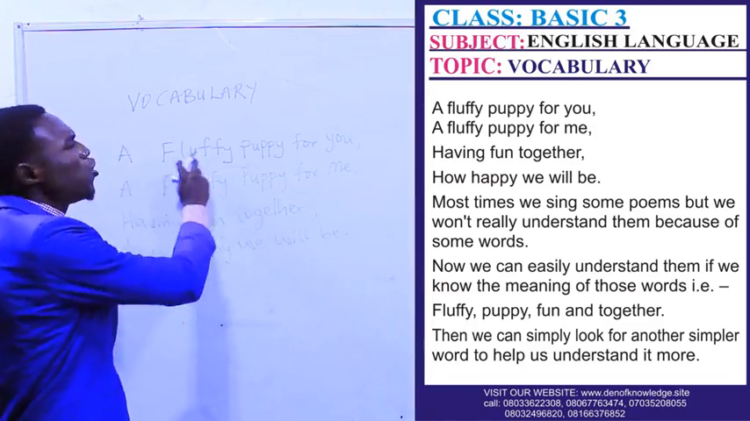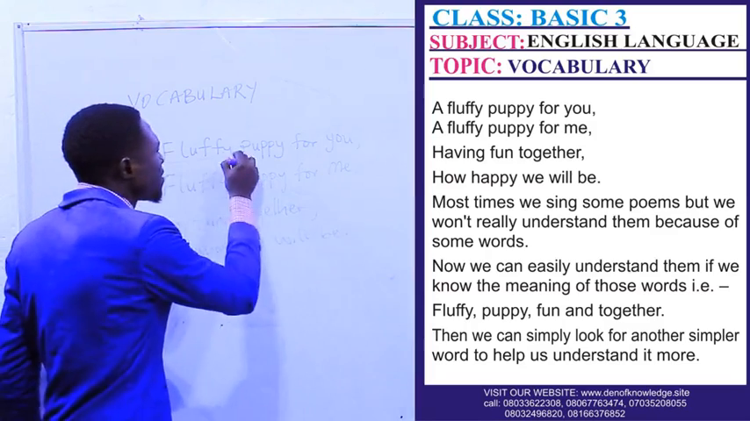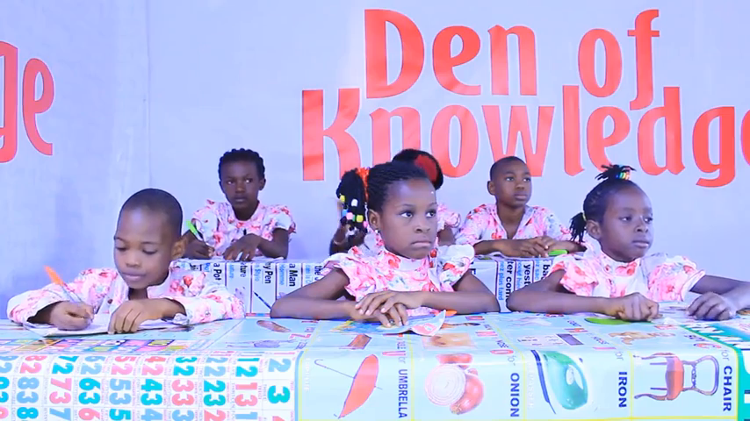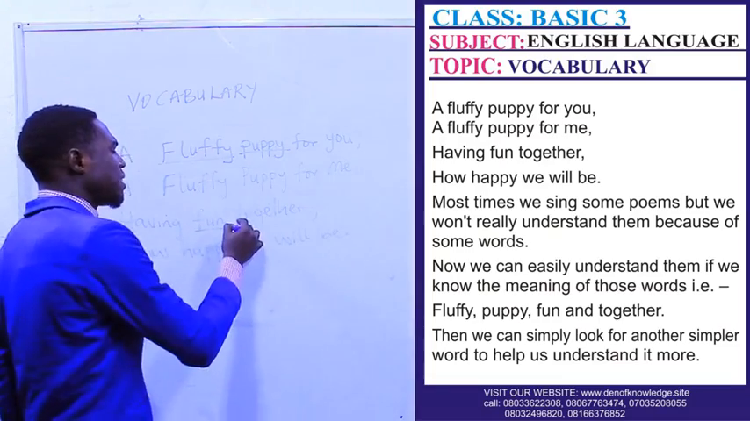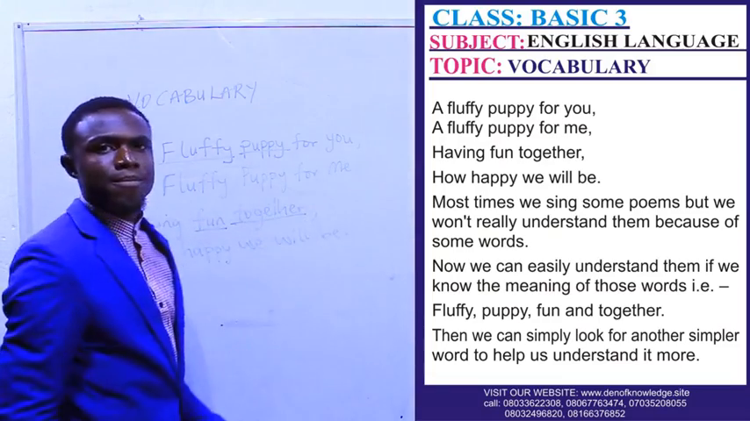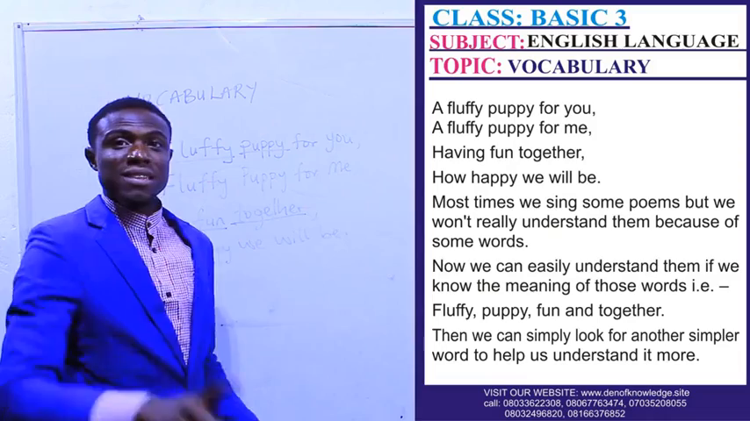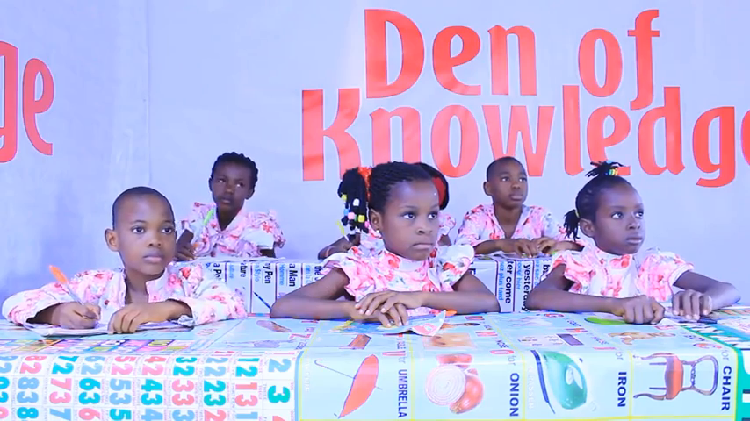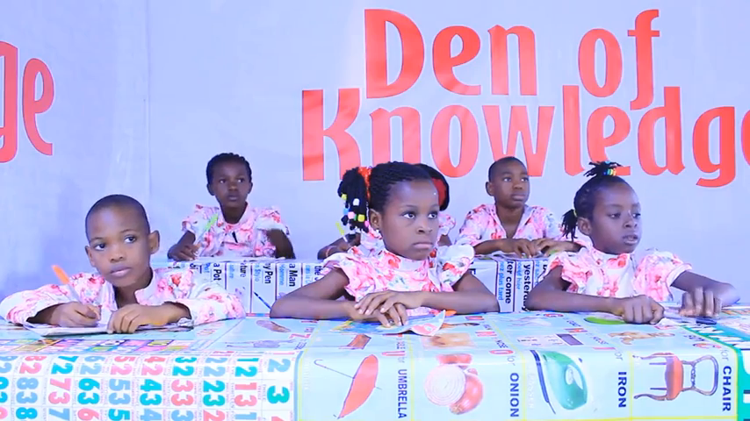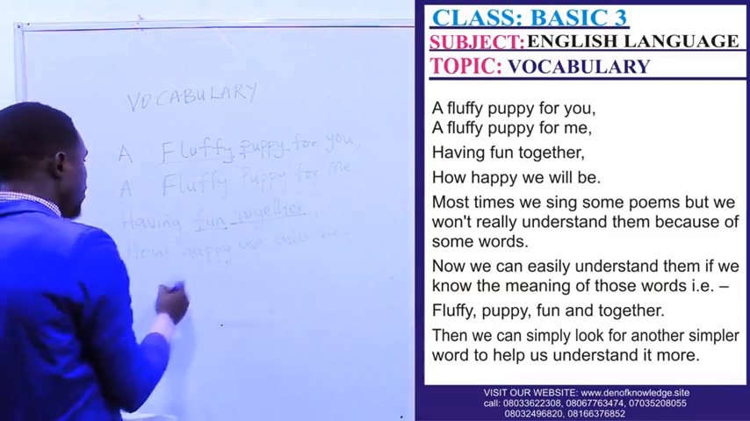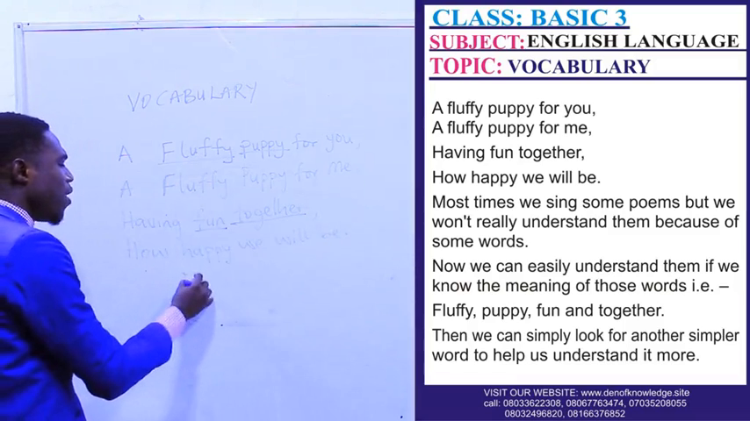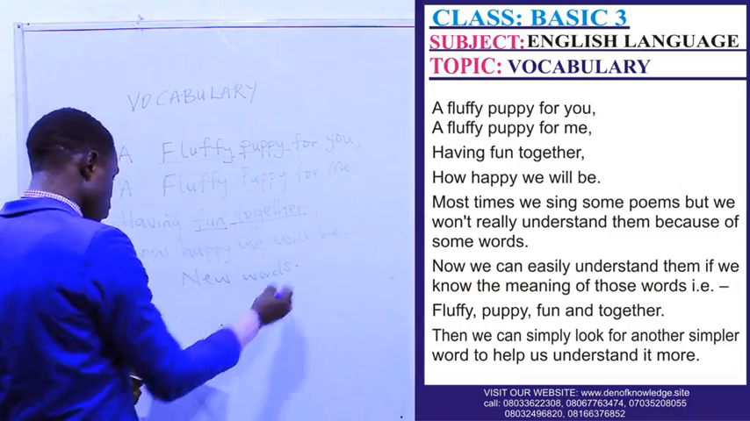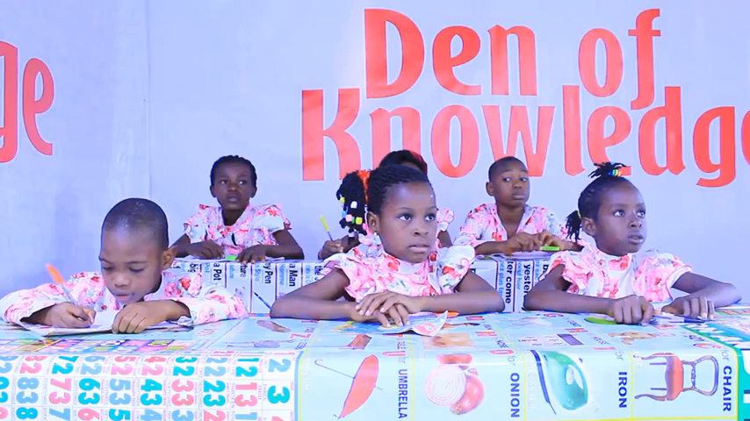Like here, I don't know what this means, so I underline it. That is the first step. Keep on reading them until you master them. Then the next thing you do is what? Write them out. How will you write them out? Write new words.